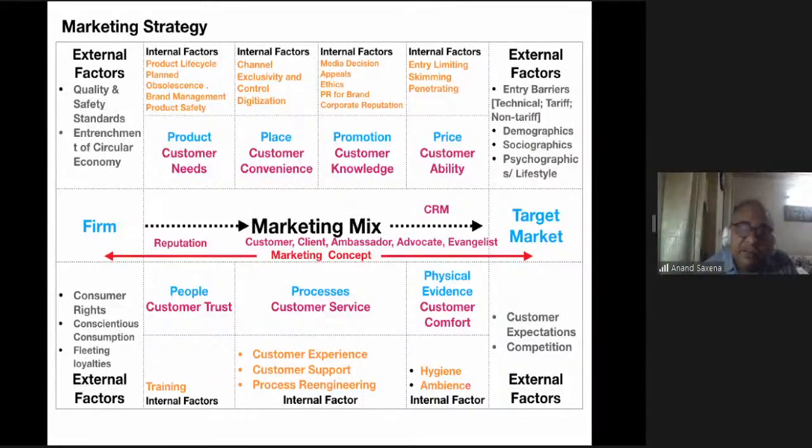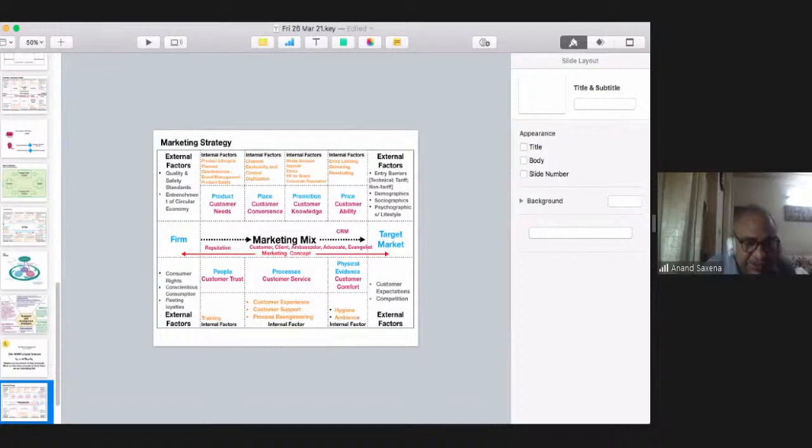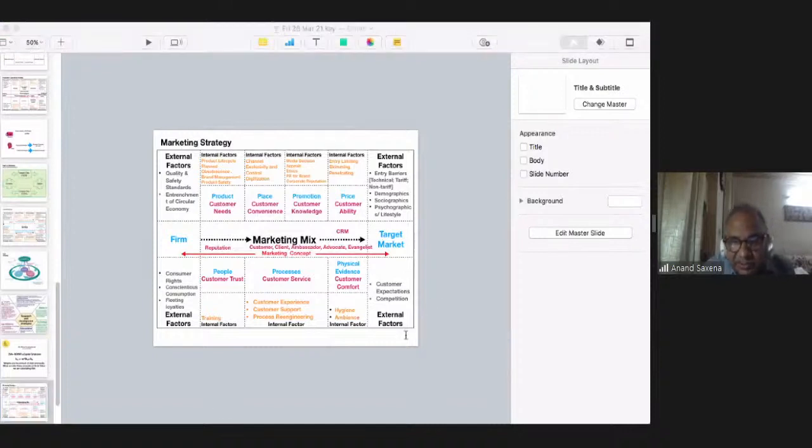Therefore, we can look at each element of the marketing mix and see how it strategically contributes towards the sustainable competitive advantage of the firm. Because marketing so much pervades your study material, I would be expecting some questions on the marketing strategy. Let me see if there are any questions before I proceed any further on this.